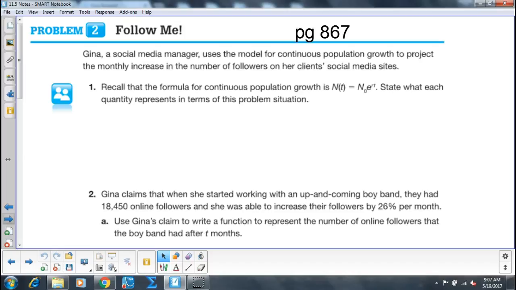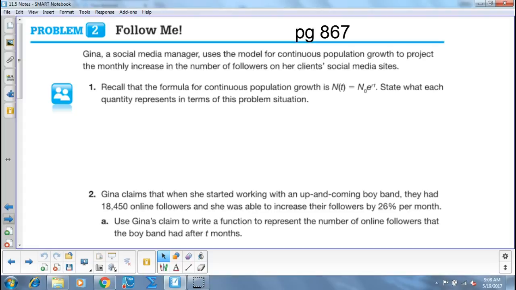She's a social media manager, and she uses the model for continuous population growth to project the monthly increase in the number of followers on her client's social media sites. We've actually done very similar problems to these. Recall that the formula for continuous population growth is that. State what each quantity represents in terms of this problem situation. So, n sub 0 would be what?